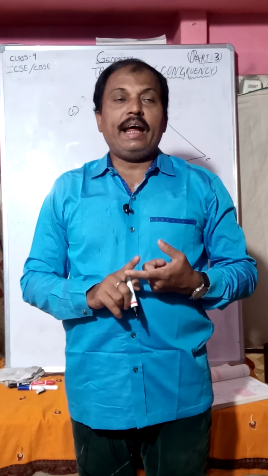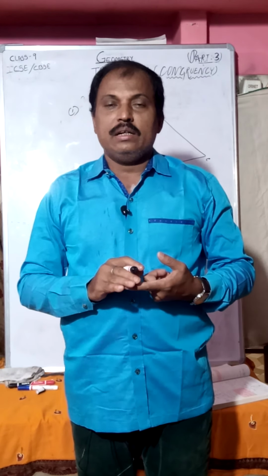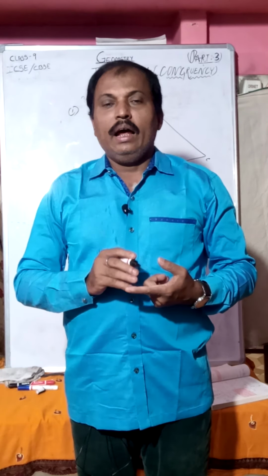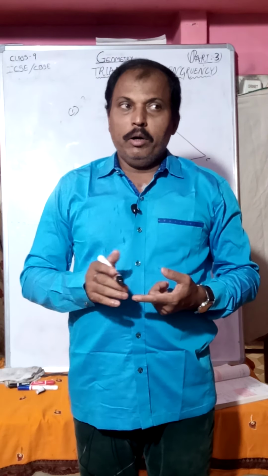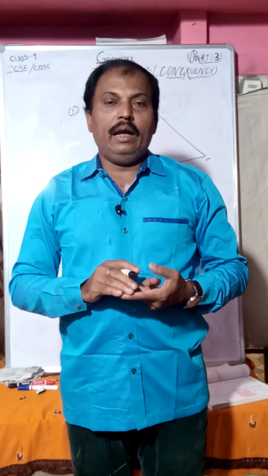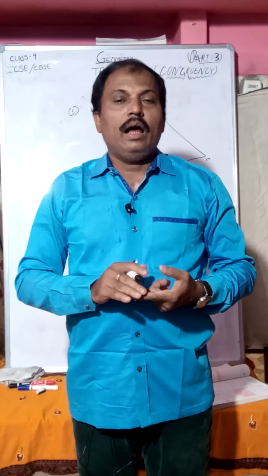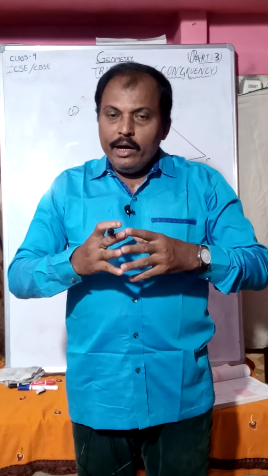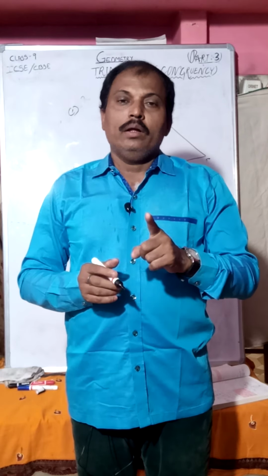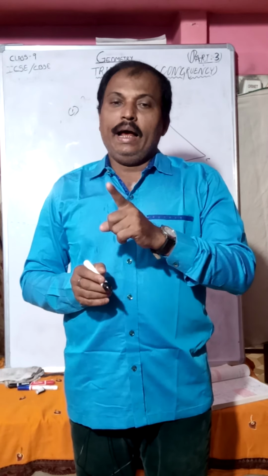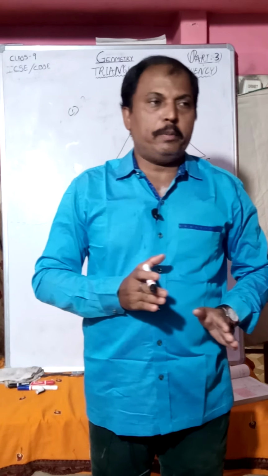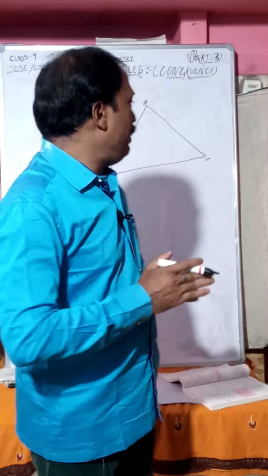According to side, the triangle is divided into three parts: scalene triangle, isosceles triangle, and equilateral triangle. According to angle, there is acute angle triangle, right angle triangle, and obtuse angle triangle. According to both angle and side, there is one triangle, that is right angle isosceles triangle. So these are the 7 types of triangle. Now we discuss the 7 types of triangle.